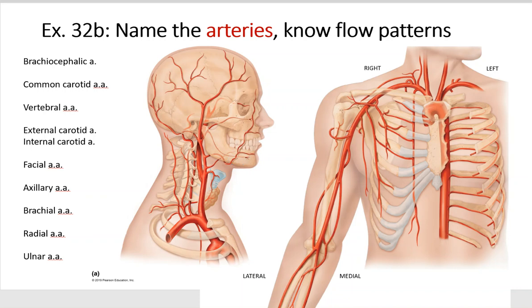Axillary artery. Oh, I forgot subclavian on this list. So the first thing we're going to have is subclavian under our clavicle, right? And then axillary is going to be in our armpit. And then brachial is going to be going down our arm. Subclavian is the blue, axillary is the yellow, and brachial is the black.